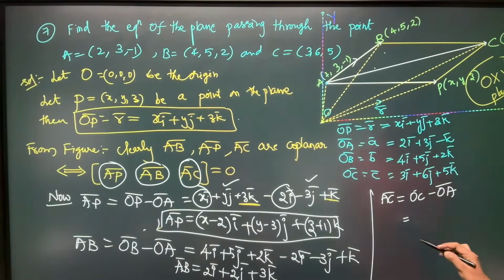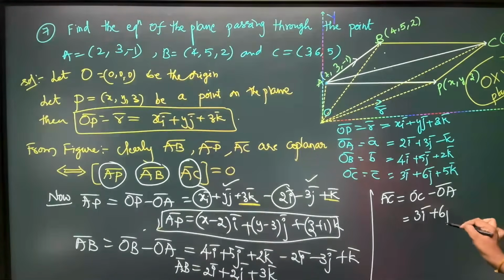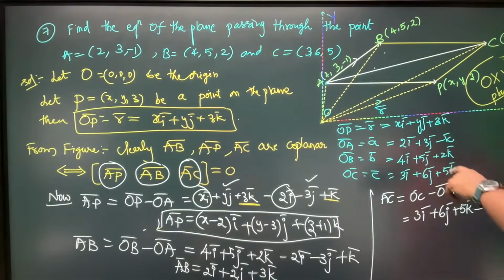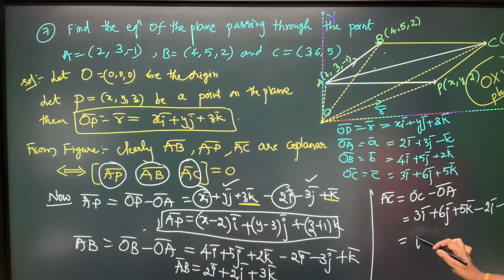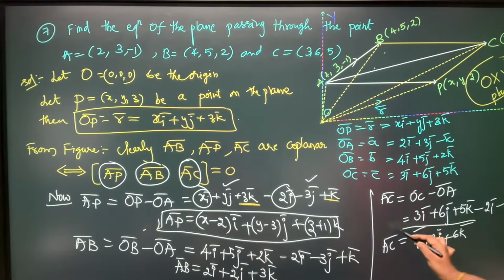So therefore, tell me how we get OC bar. What is the value? OC bar is 3I bar plus 6J bar plus 5K bar minus OA bar. OA bar is nothing but 2I bar minus 3J bar, minus into minus plus K bar. So therefore 3 minus 2 I bar, 6 minus 3 plus 3J bar. Okay, 5 plus 1, 6K bar. This is AC bar. Be careful: if even one value goes wrong, the whole problem goes wrong. So 6 minus 3, 5 plus 1, 6K bar.